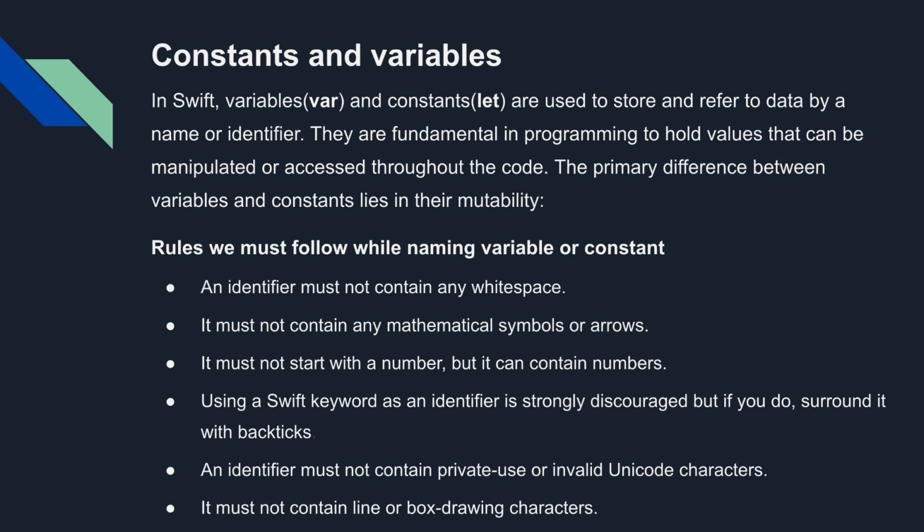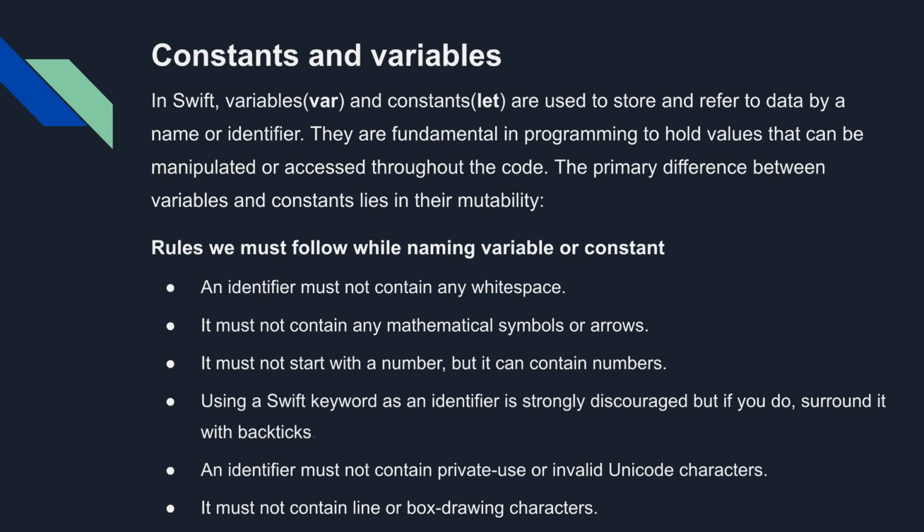After this, we have the name or identifier, which allows us to access the stored data in our code. Identifiers are the foundation of programming, and if used correctly, they can make your code efficient and error-free. Rules for naming variables or constants in Swift. When naming a variable or constant in Swift, you must follow these rules to avoid errors and ensure your code is clear and maintainable. An identifier must not contain any white space.